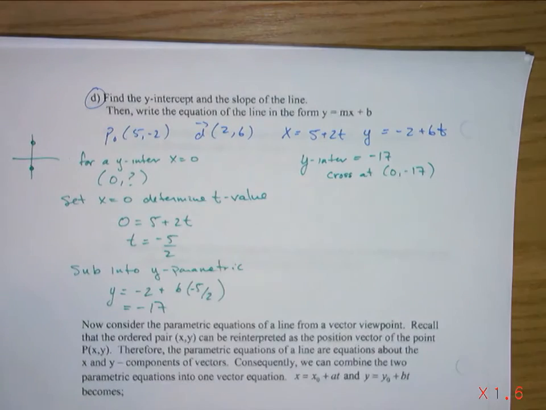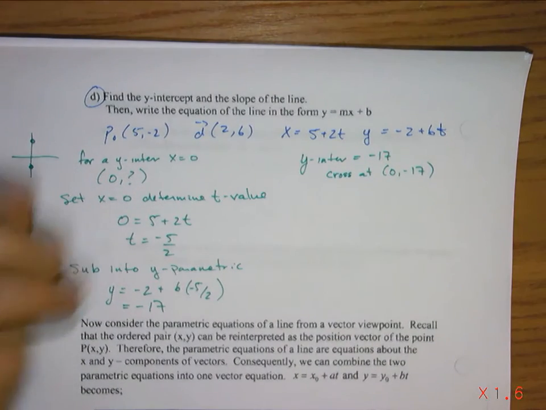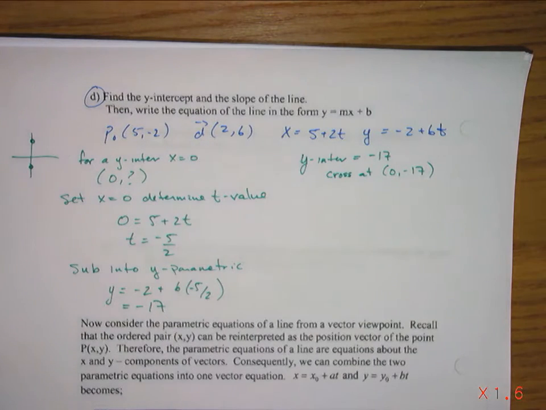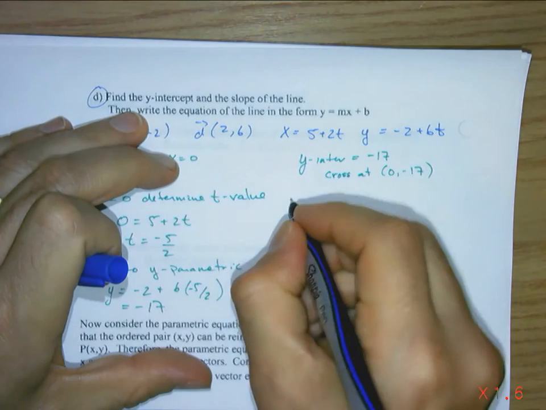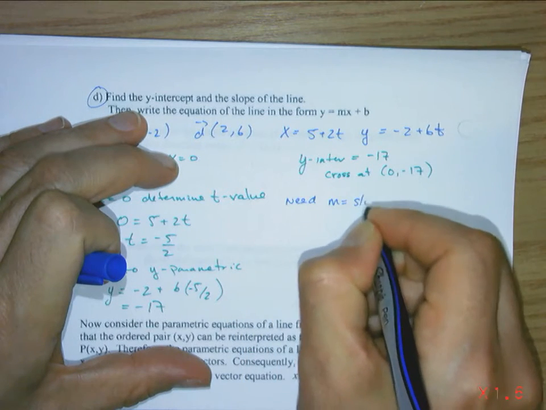Then write the equation in the form y equals mx plus b. Okay, looks like it's a throwback to grade 9. We can do this. Next thing I'm going to be interested in is getting its slope. So the slope, need m, which equals slope.